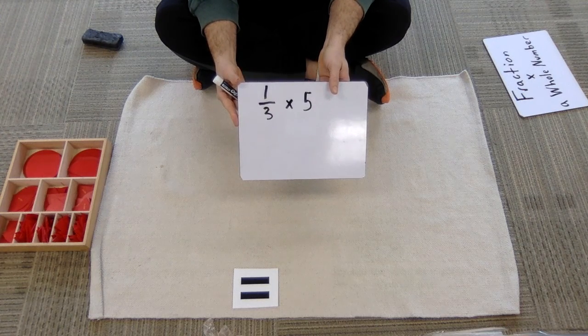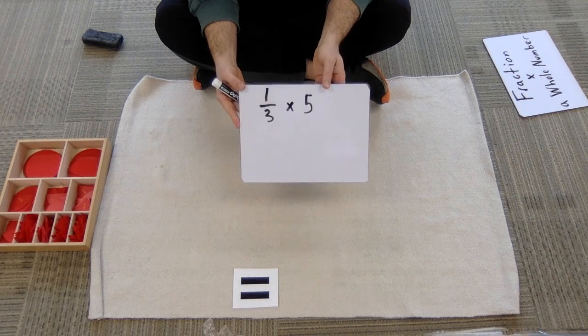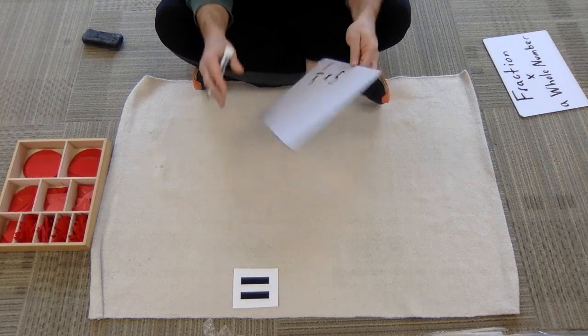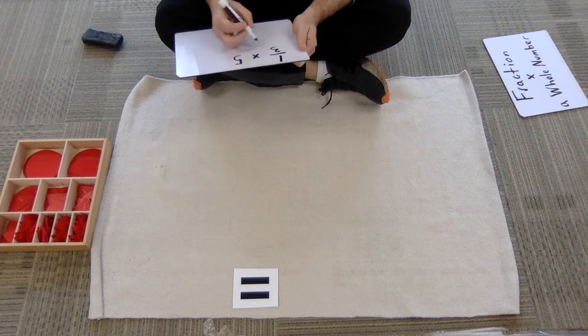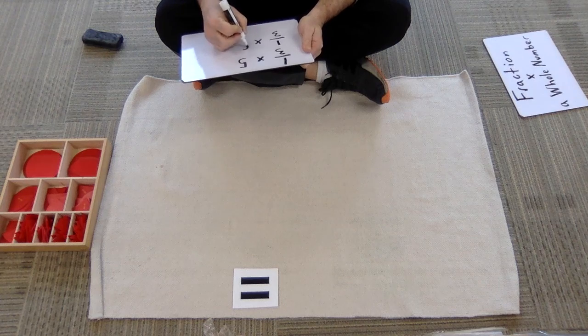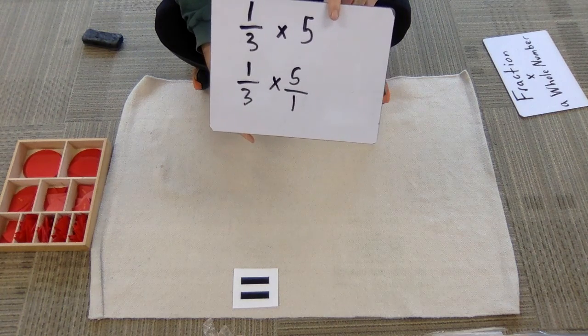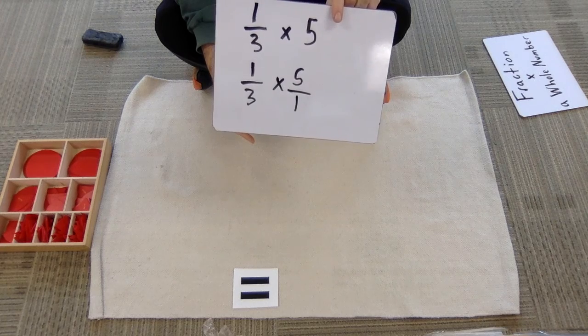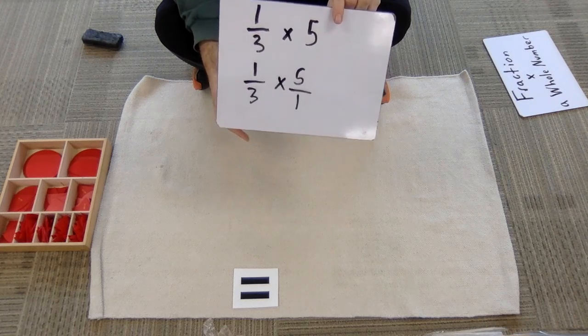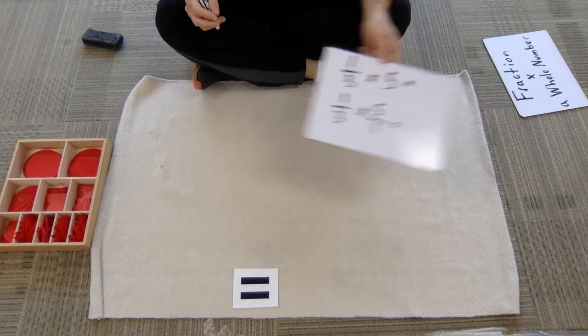So there you have it, 1/3 times 5. Now, most of you know that any whole number you can turn into a fraction by putting a denominator of 1 underneath. So 1/3 times 5 is actually the same as 1/3 times 5 over 1, because that fraction symbol is a division symbol. So 5 divided by 1 is still 5. So 1/3 times 5 is going to be my problem. I'm going to show you how that looks.